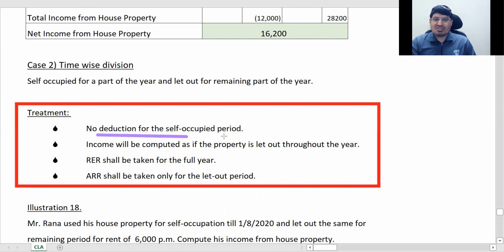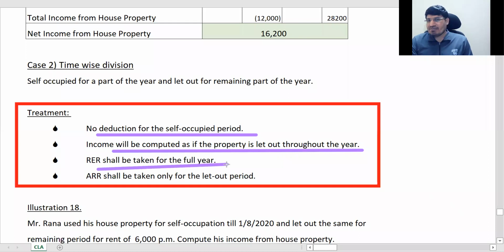So no deduction for the self-occupied period. Second is income will be computed as if the property is let out throughout the year. And RER shall be taken for the full year. So basically just compute as if it is let out for the whole year. And for the self-occupied period, you will not get any other deduction in this case.